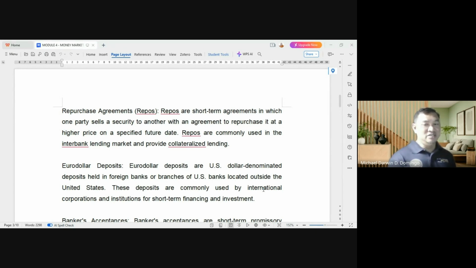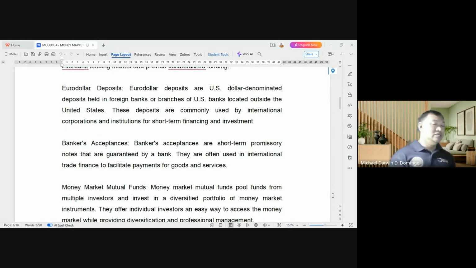Euro-dollar deposits are deposits held in banks. These deposits are commonly used by international corporations and institutions for financing their short-term investments. So, the next one is the banker's acceptance. Banker's acceptances are short-term promissory notes that are guaranteed, take note of the term, guaranteed by a bank. So they are often used in international trade finance to facilitate payments for goods and services.